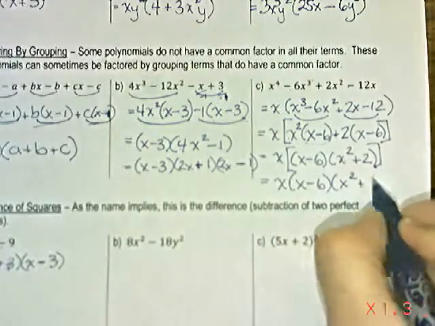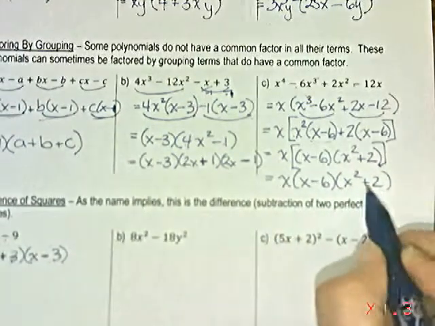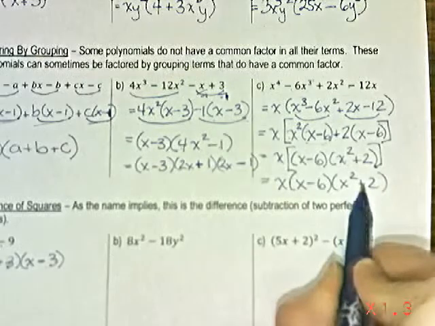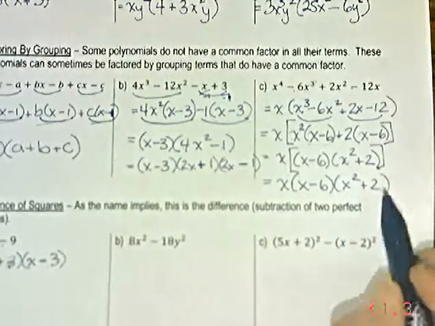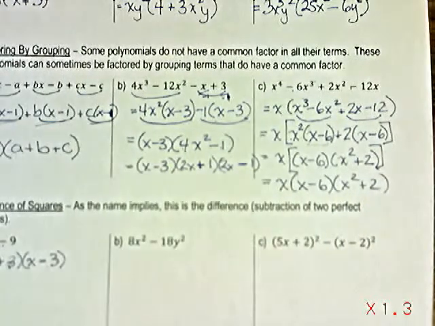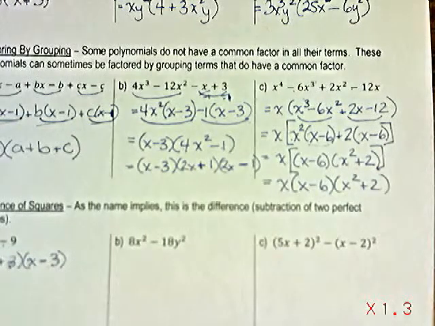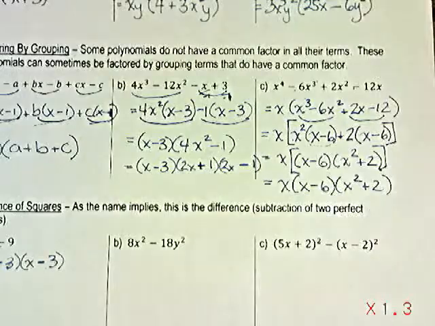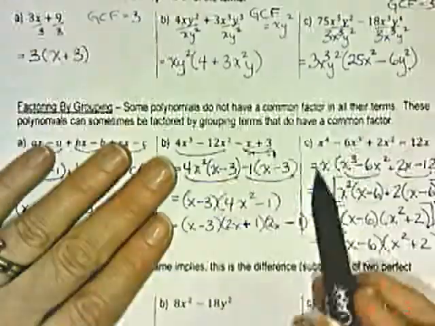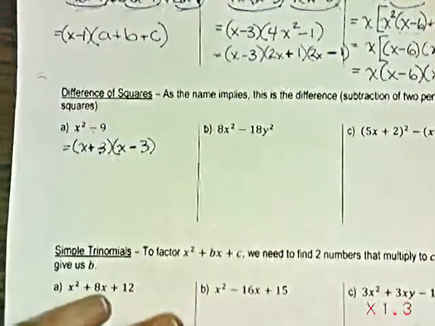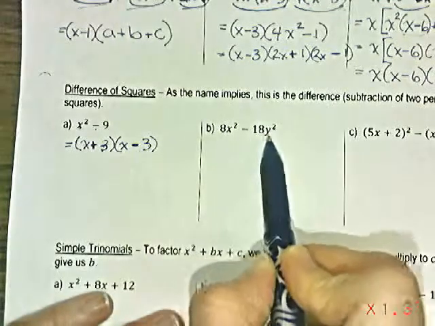Now this factor here is 2 terms, but it's not a difference. I don't have a difference, and I don't actually have 2 perfect squares, and so I'm finished factoring. I'm fully factored for that particular quartic function.